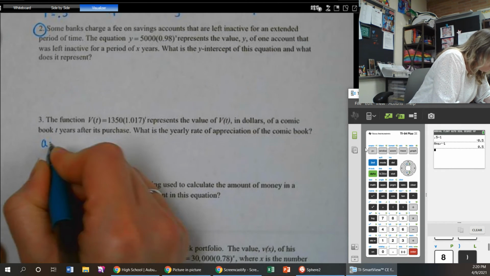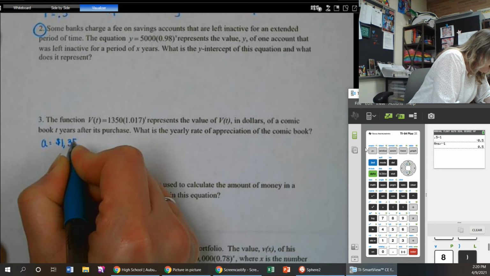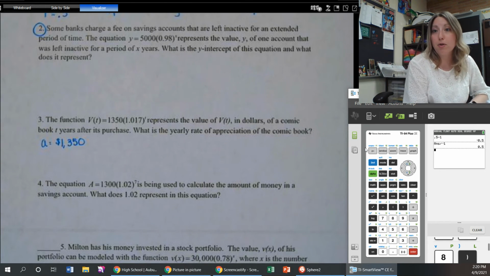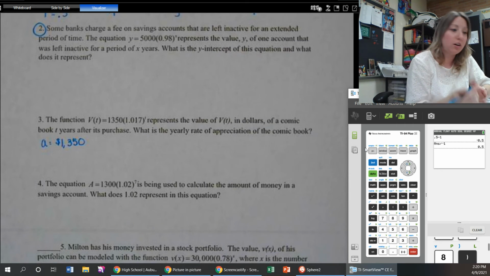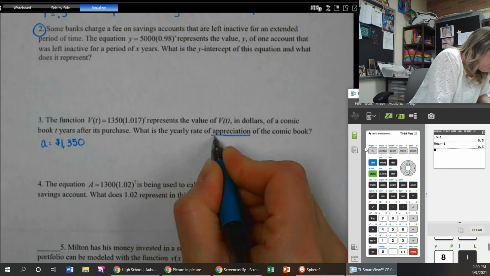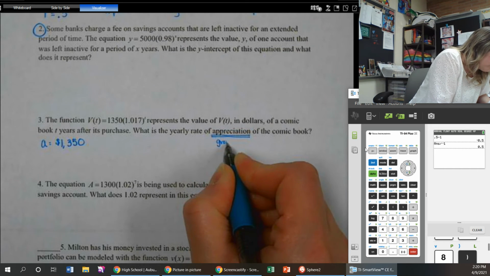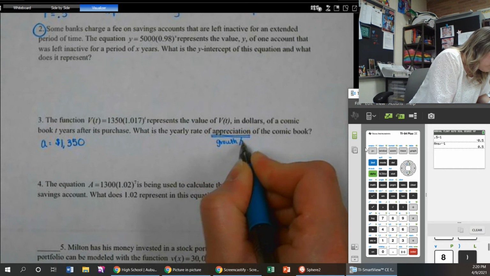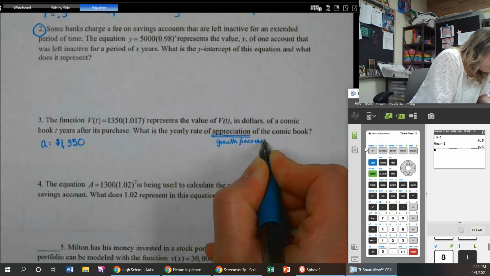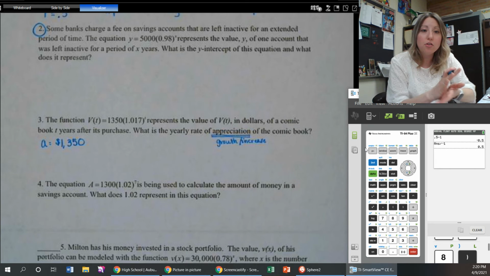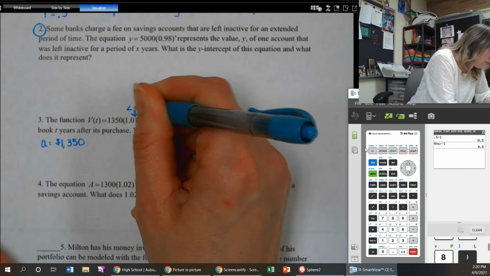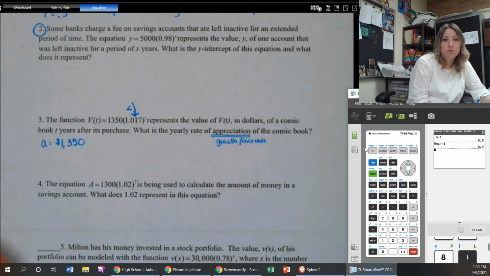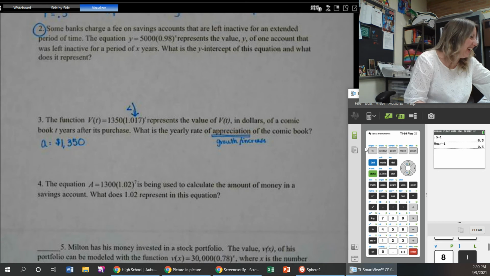Well, A is $1,350 initially purchased for that comic book. Whew. How to figure out the rate of appreciation. Appreciation is a grown-up word for growth or increase in value. And again, another way that I know it's growth or increase is this value is greater than 1. That says less than 1.